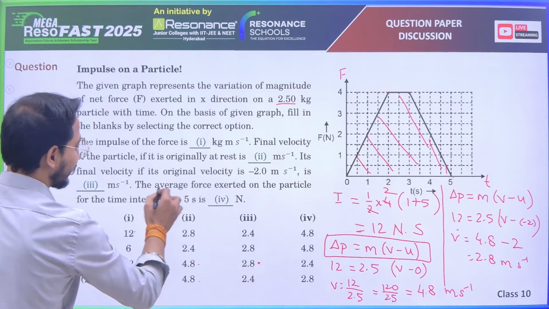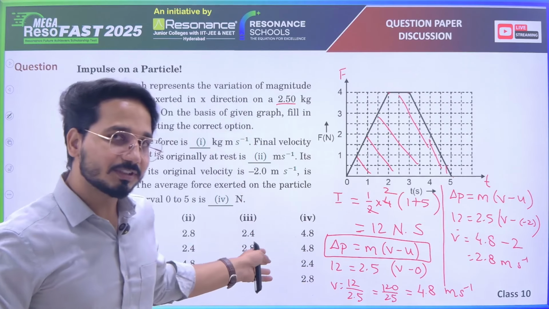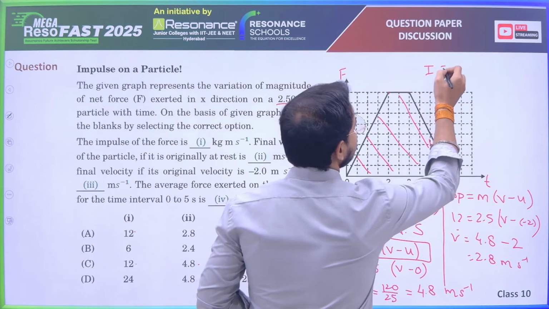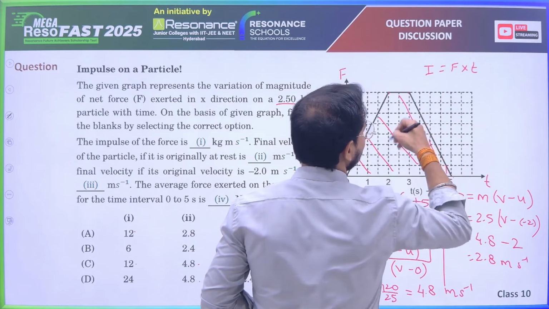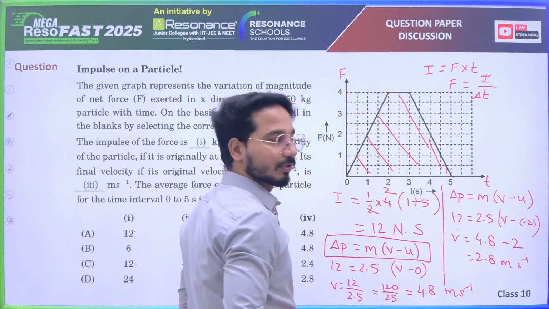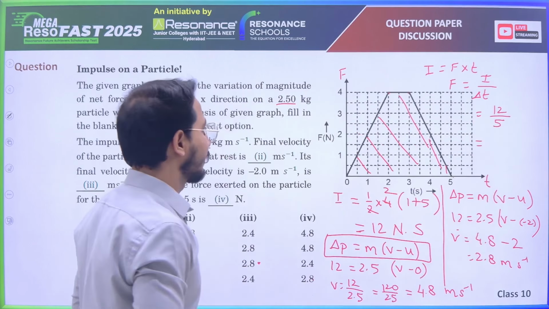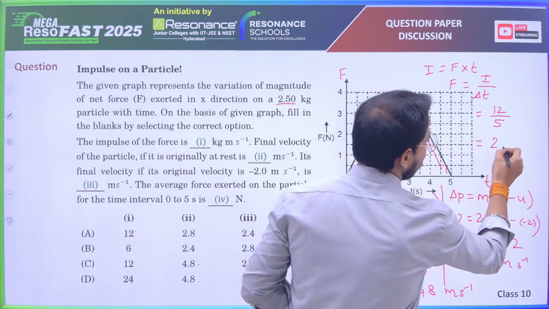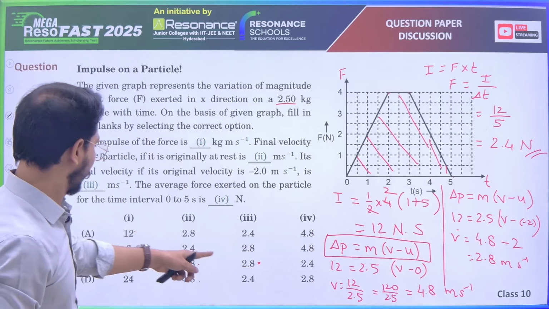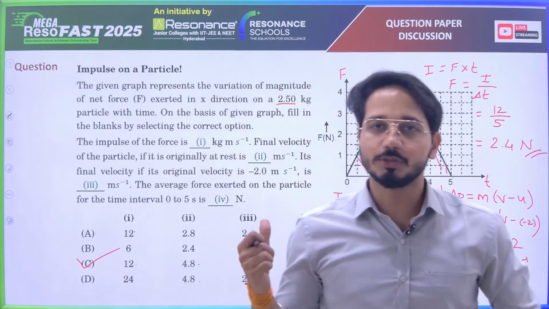The fourth one is asking the average force exerted on the particle for the time interval 0 to 5 seconds. Average force it is asking. So the simple formula we know, impulse is equal to F into T. So average force by this graph will be equal to F is equal to impulse upon time, right? Impulse is 12 and time is 5. So it will be equal to 2.4 Newton. This is what it is asking, 2.4 Newton. So option C is correct for this question, right?